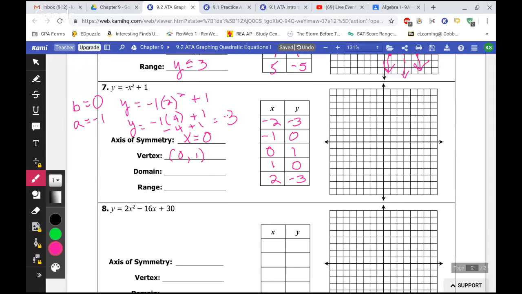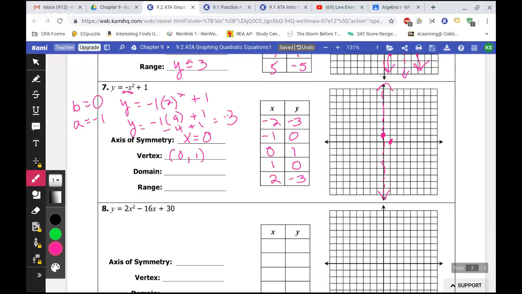So now I'm going to plot my axis of symmetry, which is x equals 0, which is just really the y-axis. Okay. And then I'm going to plot my vertex, which is 0, 1. And now I'm going to plot 1, 0. So I'm going to go right 1. Oh, I forgot to look whether it was a smiley face or a frowny face. And then I looked over and realized it is going to be a frowny face. So I'm going in the right direction.